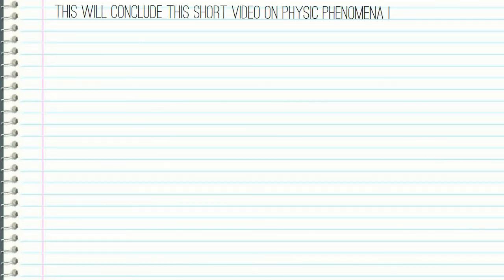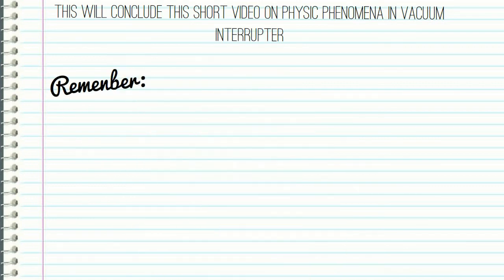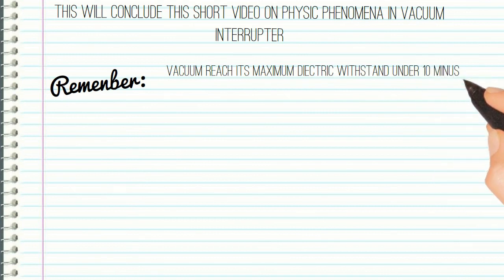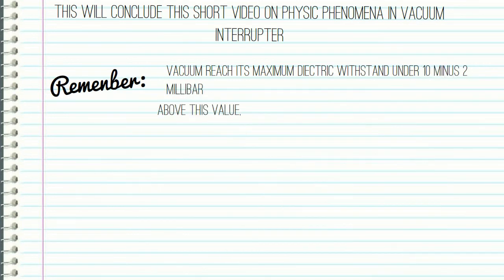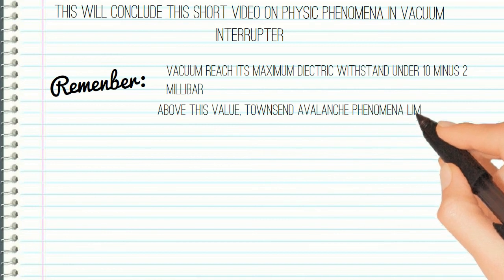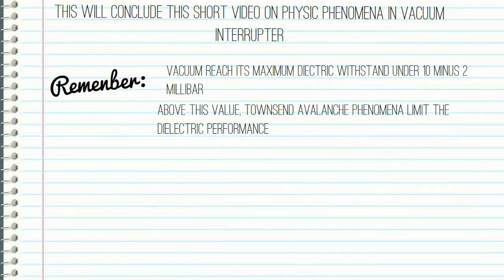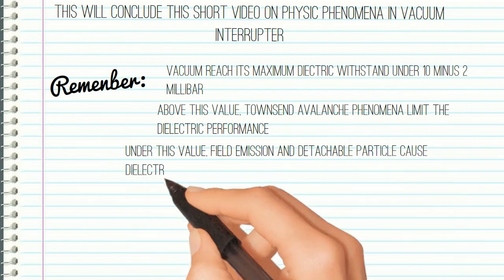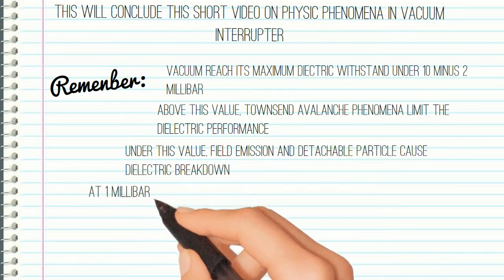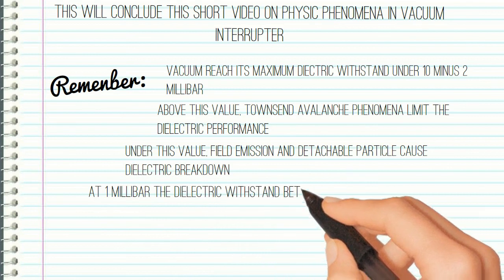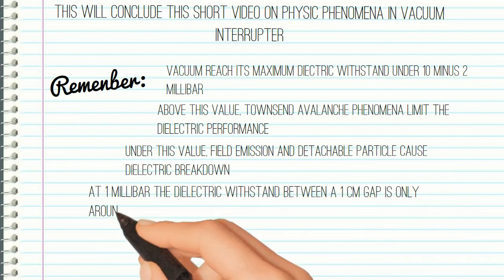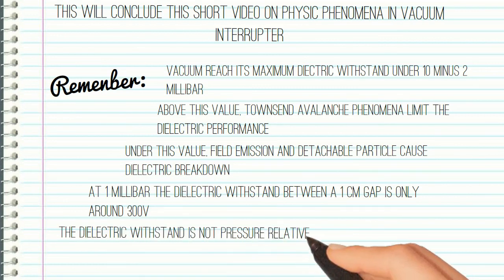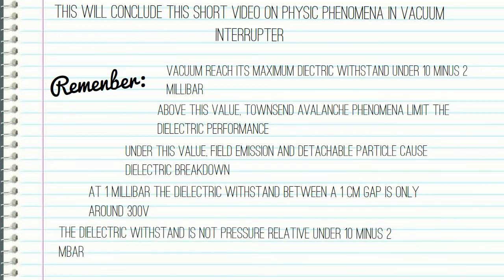This concludes this short video on physics phenomena in vacuum interrupters. Remember, vacuum reaches its maximum dielectric withstand under 10⁻² millibar. Above this value, Townsend avalanche phenomena limit the dielectric performance. Under this value, field emission and detachable particles cause dielectric breakdown. At 1 millibar, the dielectric withstand across a 1 cm gap is only around 300 volts. The dielectric withstand is not pressure relative under 10⁻² millibars.